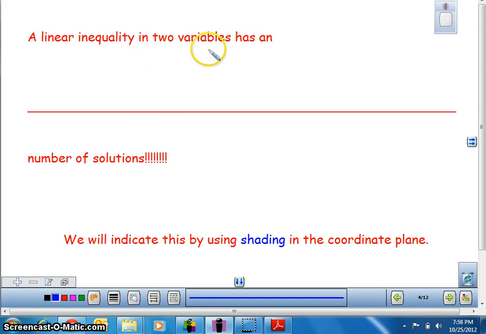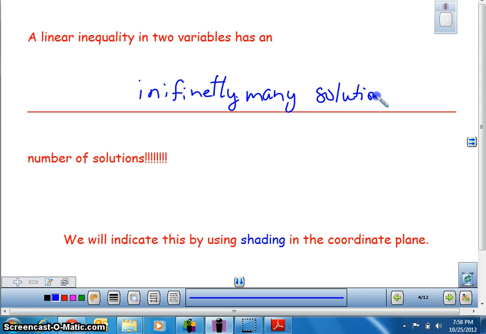A linear inequality in 2 variables has an infinite number of solutions. There are infinitely many solutions when we talk about a linear inequality. It is our number of solutions, and they continue on and on. We show this by shading.